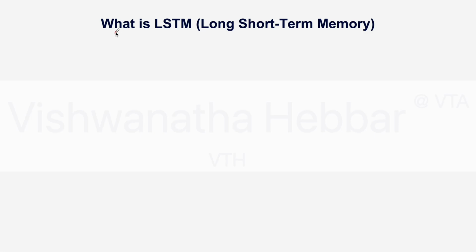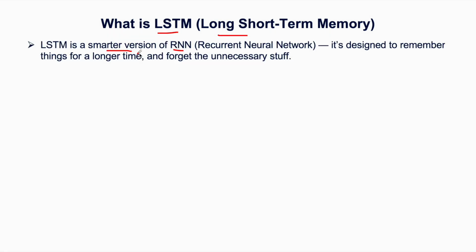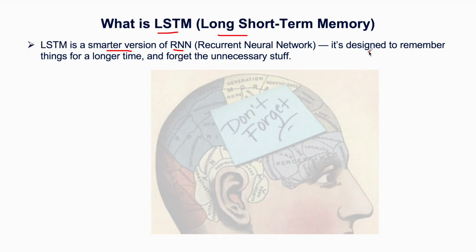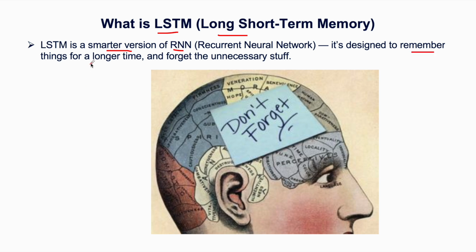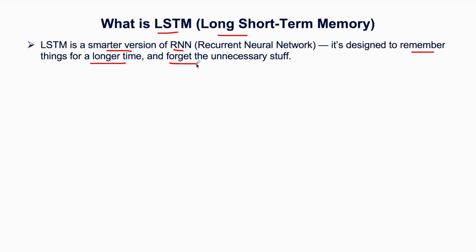Hello, welcome. Let us discuss one more type of neural network called LSTM, that is long short term memory. LSTM is a smarter or advanced version of RNN, the recurrent neural network. We have discussed the recurrent neural network in the earlier lecture, and this LSTM is designed to remember things for a longer time and forget the unnecessary stuff. LSTM is perfect for tasks where context and sequence over time really matter, like understanding a long sentence, music, or predicting stock trends.